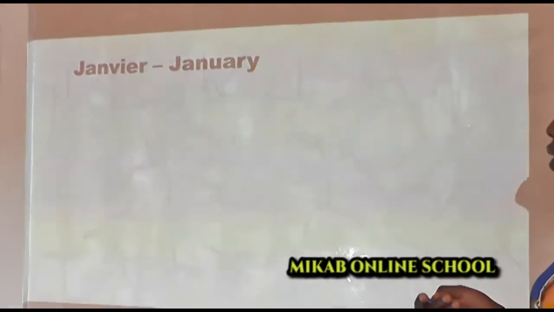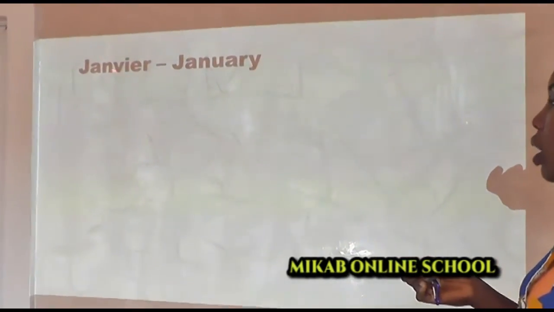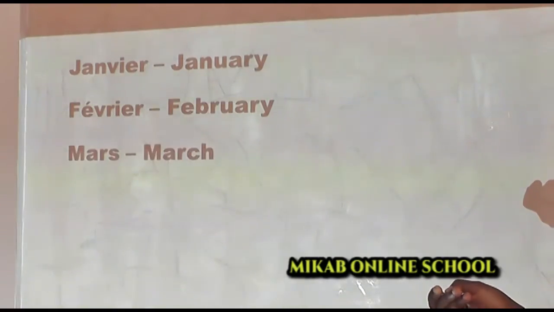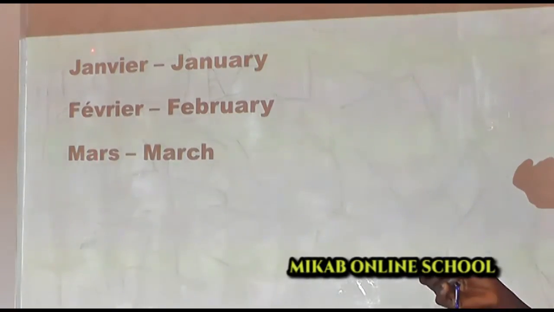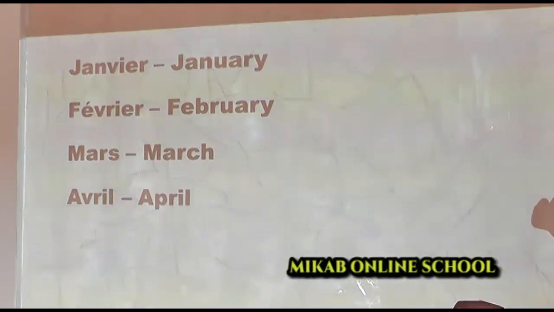The first month of the year is January and we call it janvier. Répétez après moi, janvier. The second one is février. Février. Janvier, Février. We have the third month of the year, Mars. Now we have Janvier, Février, Mars. We have April, which is the fourth month of the year.